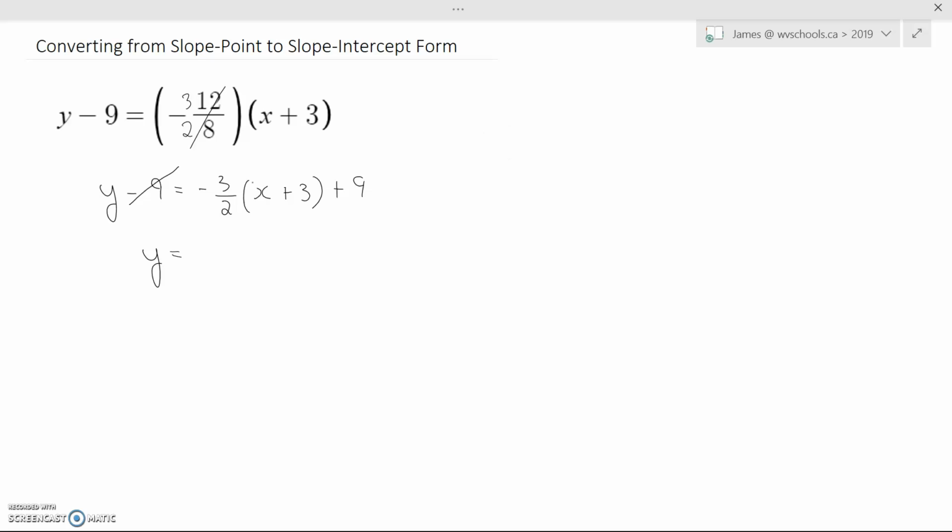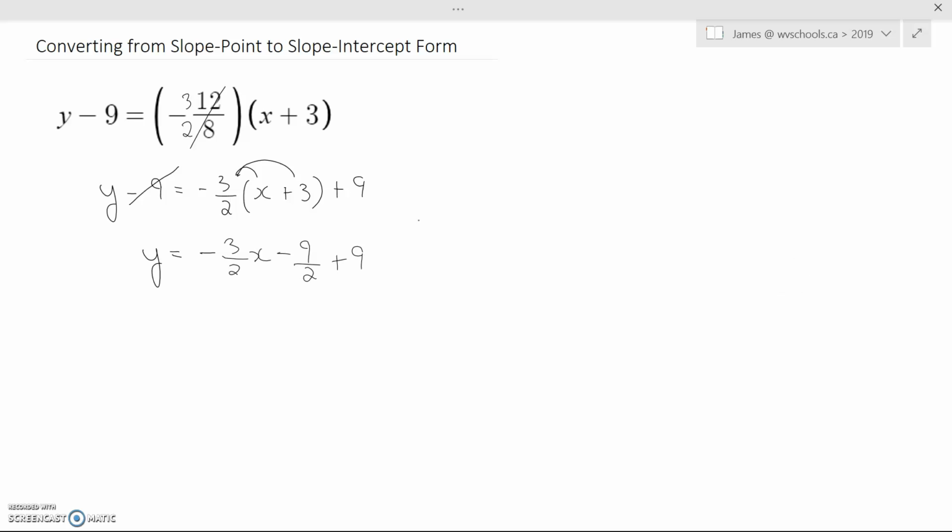And then on this side here, what we're going to do is we're going to expand this throughout. So that negative 3 over 2 applies to both the x and the 3. So we're going to get negative 3 over 2 times x. We have negative 3 times positive 3, so it's going to give us negative 9 over 2 plus 9. This should start looking more and more like slope-intercept form here.